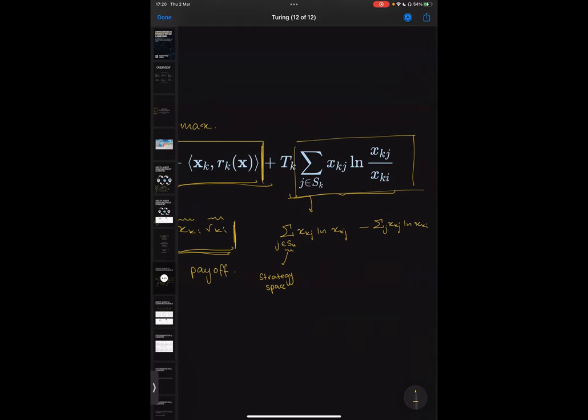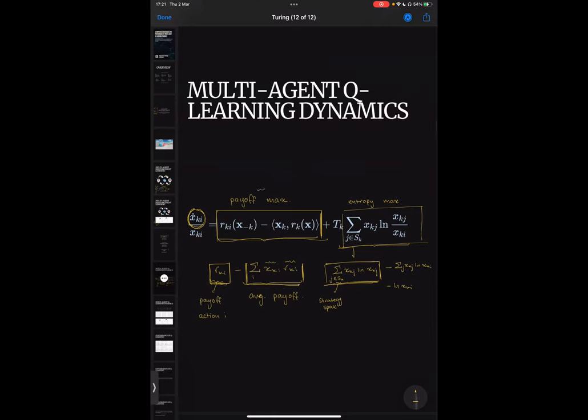Okay, here's what I'm going to do. Let's just focus on this term here. This term here is an entropic term, right? And what we're essentially doing is comparing it to the individual action I. So in essence, this part is an entropy maximizing component. What it basically requires is that the agent play the actions as randomly as possible. Okay, so there's two components: maximize your payoff and maximize your randomness.